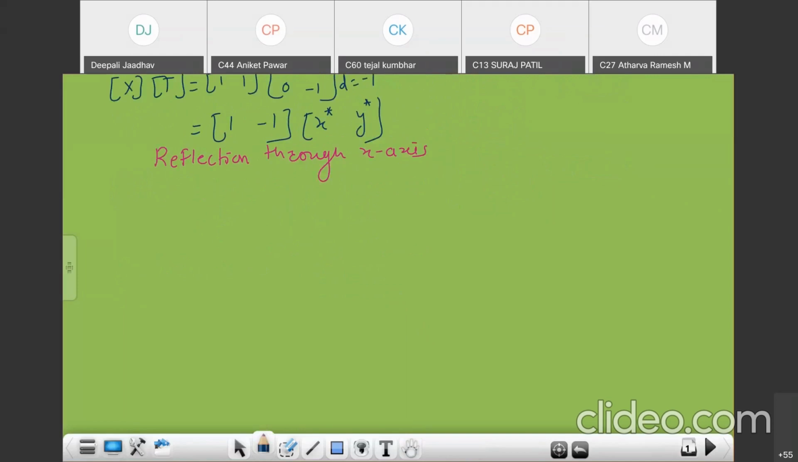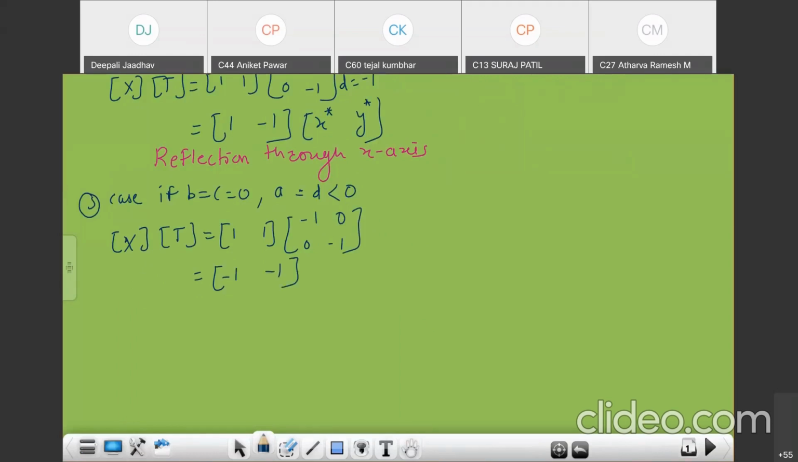I think it is case number 5. Again the off diagonal points are 0, and A is equal to D is less than 0. Both are negative. Here we consider as example the same point (1, 1) and both are -1. A is -1, D is -1. Then what is our result? -1, -1. These are the new coordinates x star and y star.